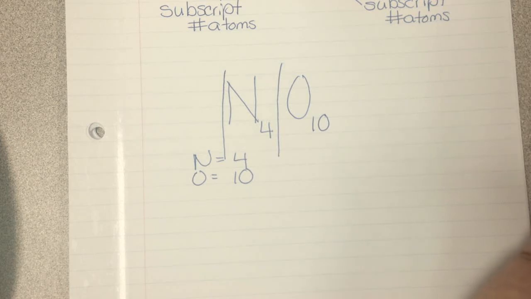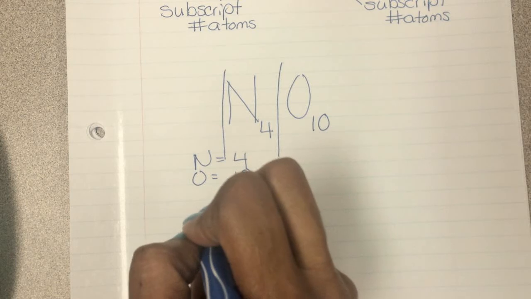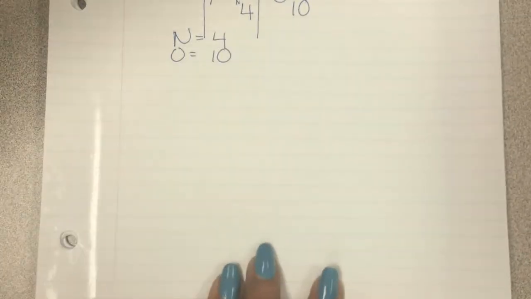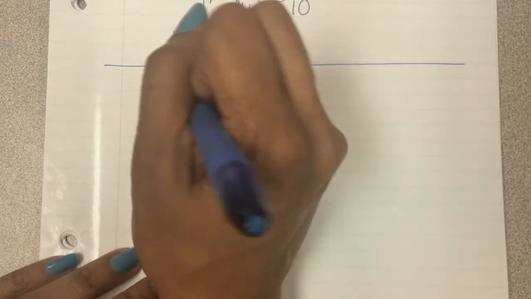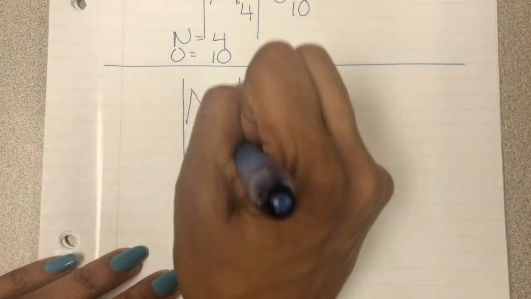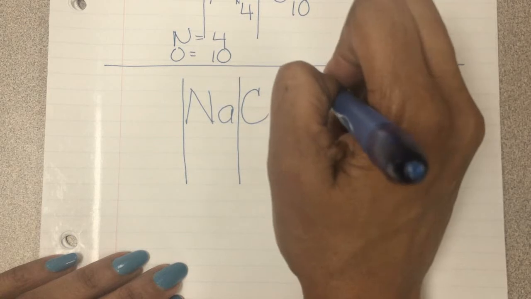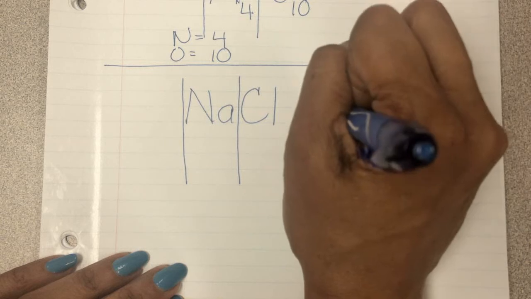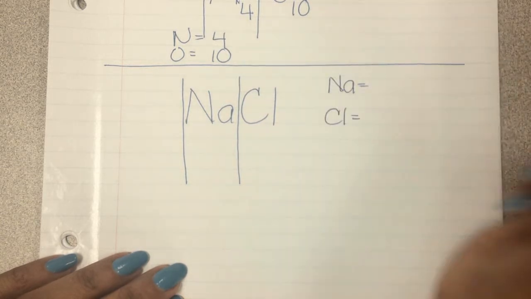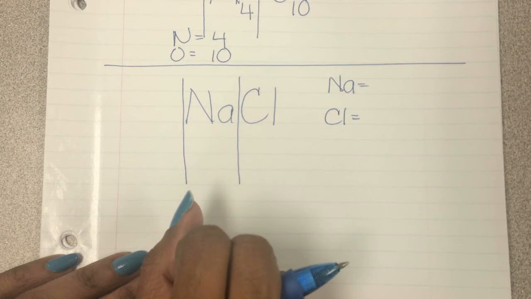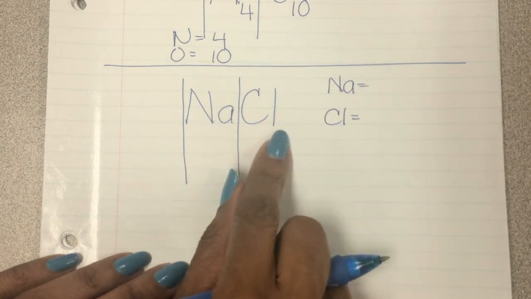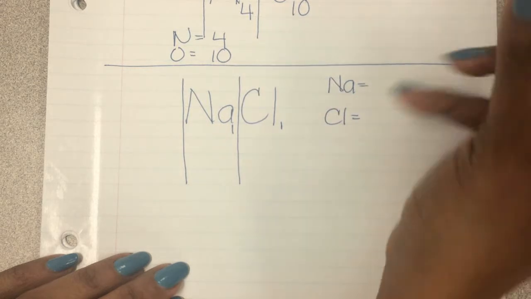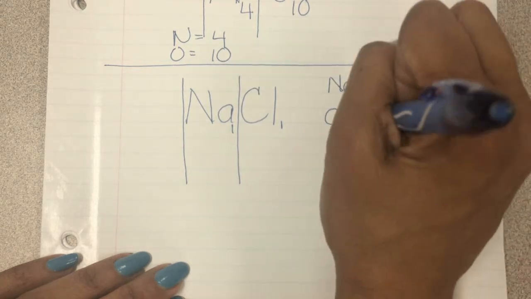Okay. All right, let's do another one. I'm going to draw lines in front of my capital letters. So I have Na, which is sodium, and this is Cl, which is chlorine. Now I look at my subscripts to see how many atoms of each. There are no subscripts, so that means 1. So I have 1 atom of sodium, 1 atom of chlorine.